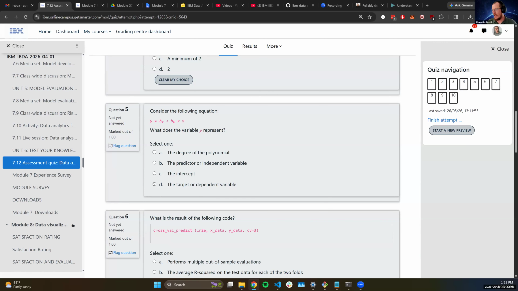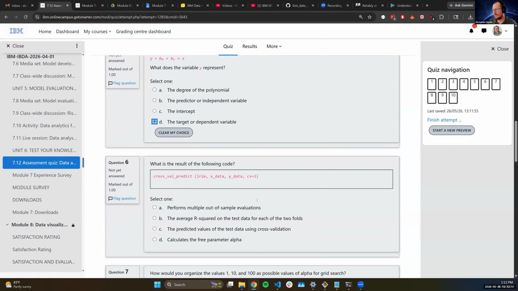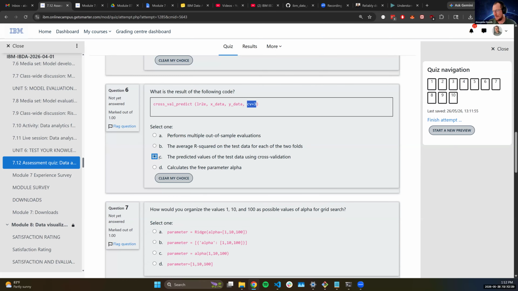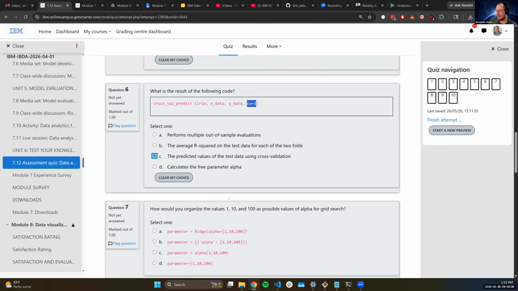Y represents our target variable. The result of this cross-validate predict, so we're going to be predicting something. It's not going to be performing out of sample. It's not the average R squared of 2 folds. It's doing 3 folds anyway. The predicted values of a test set using cross-validation, I guess that sounds best. And I don't even know what a free parameter alpha is. That's a ridge regression thing. So best answer here is C.